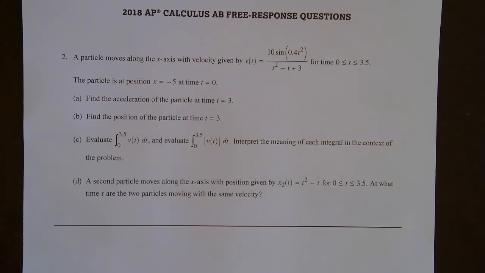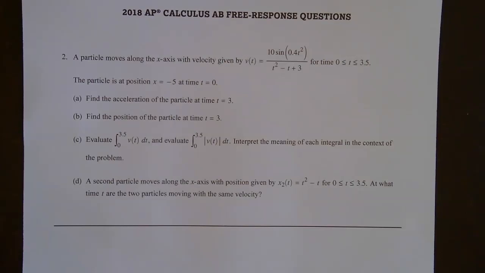And it's equal to t squared minus t, and it's for 0 less than or equal to t, less than or equal to 3.5. So it only works for those between that time interval. Okay, at what time t are the two particles moving with the same velocity? Okay, so the velocities have to be the same.